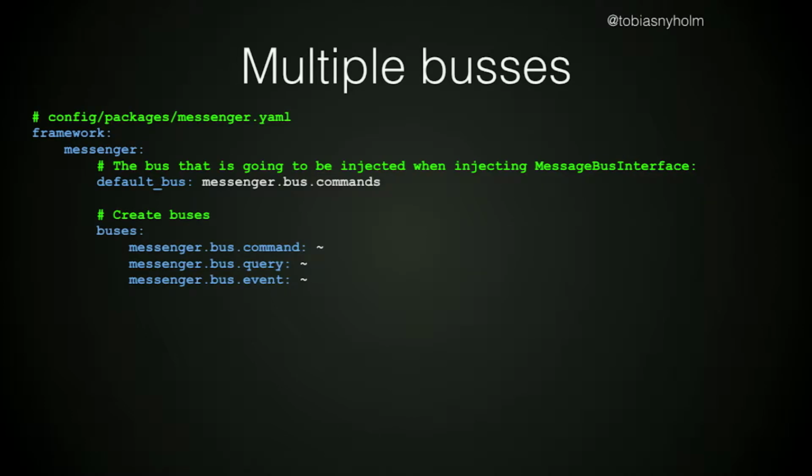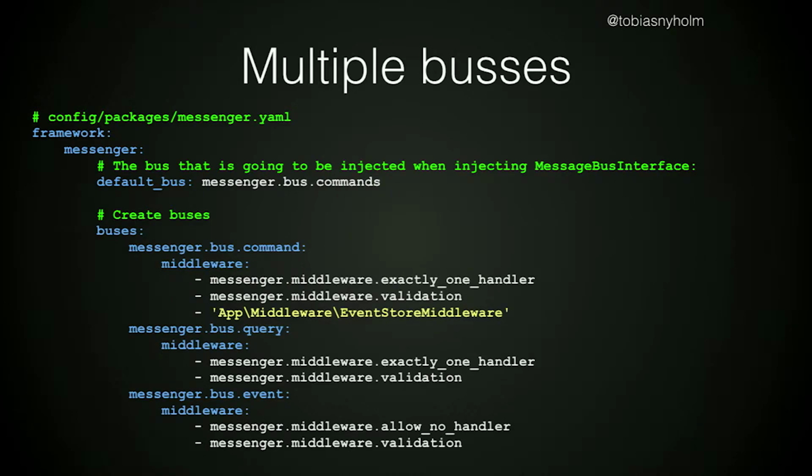I'll just define my buses like this. Here are some service IDs, and here are my buses. Now I have three buses. And of course, I could enforce my rules by adding middlewares. I just say that, hey, there's a command bus. It has to have exactly one handler. And I want to use validation. And maybe since the command bus is actually making changes to my application, I may want to have a custom middleware that tells my event sourcing system that something happened. And all the other buses are pretty similar. For the event bus, I configured that I allow no handler. So this is how I configure multiple buses.